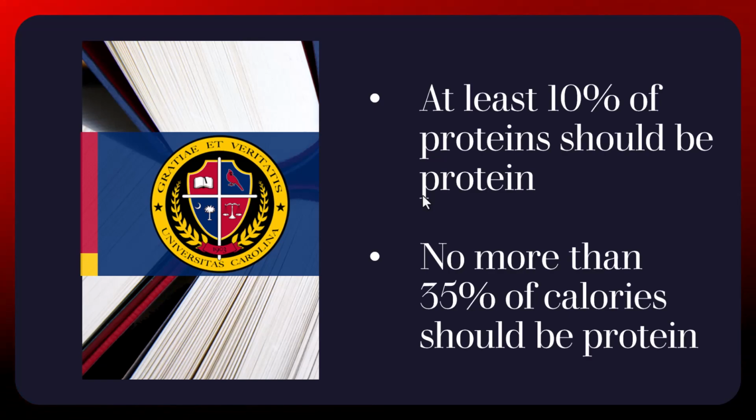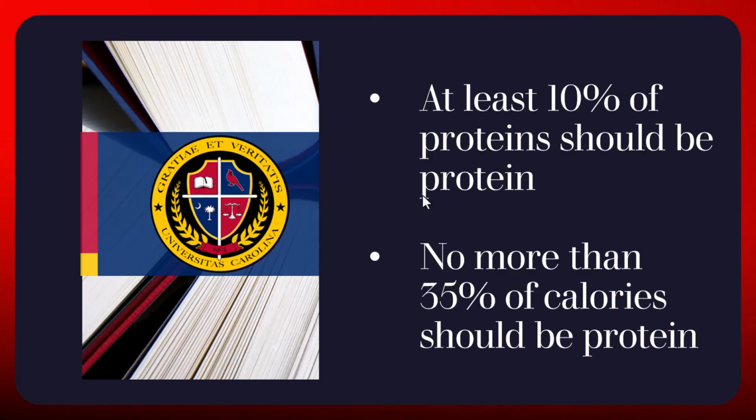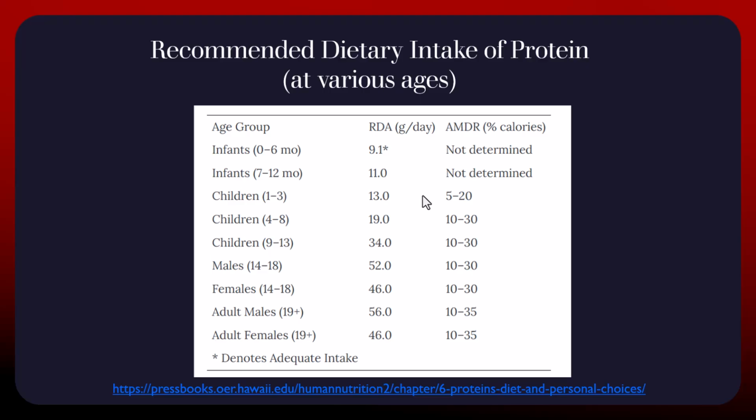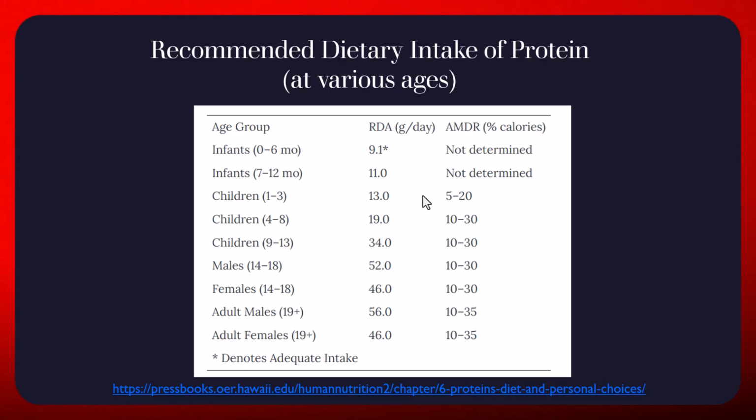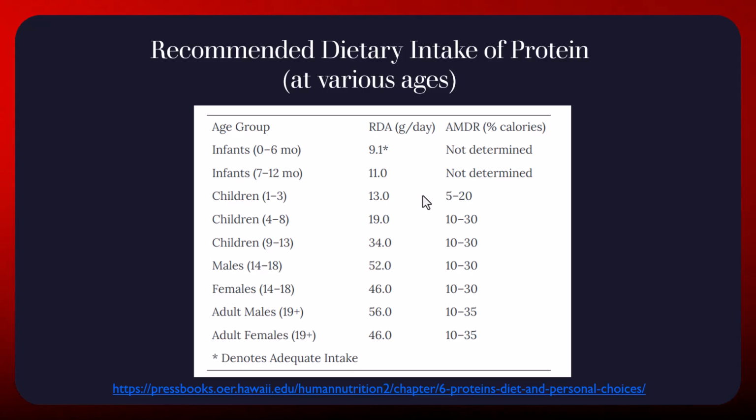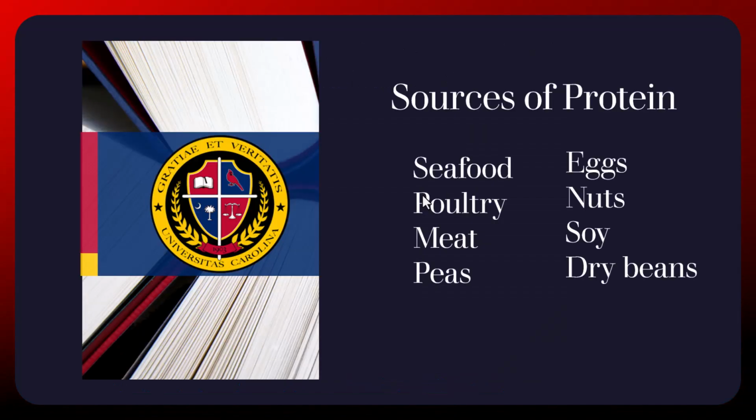So at least 10% of the diet should come from protein, and no more than 35% of calories should come from protein, so between 10 and 35. And the recommended dietary intake of protein does vary by age, okay? So infants, children, males and females, and adolescents, and males and females as adults have different dietary needs for protein. Here you see the RDA and the AMDR for different age groups and genders.